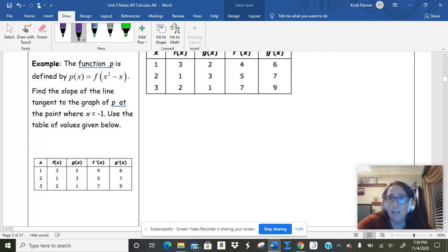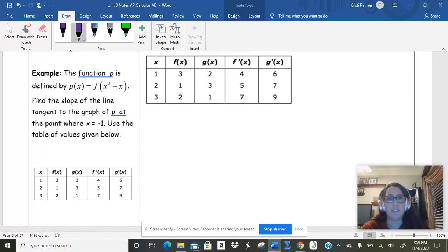Okay, I love it when it's just in terms of f's and g's and stuff like that. I think everything makes so much more sense when you really see what you're doing. So here I see that P of x is f of x squared minus x. So I can see the composition. Here's my inside, my outside function is f of x.